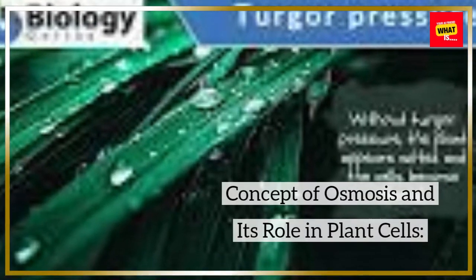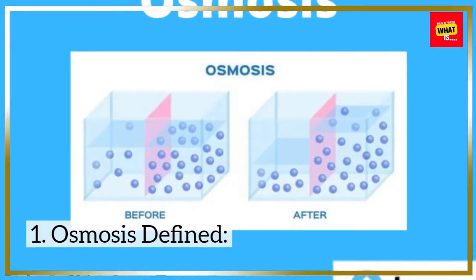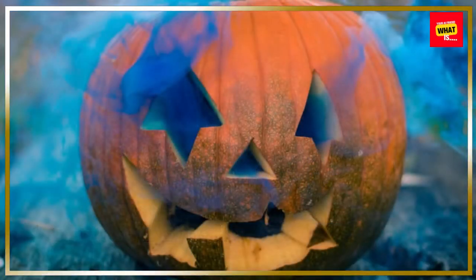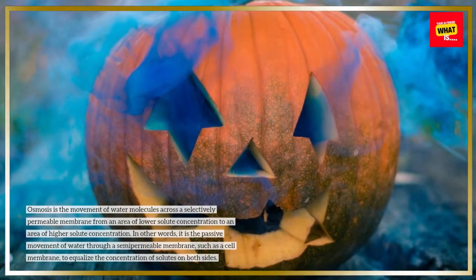Concept of osmosis and its role in plant cells. 1. Osmosis defined. Osmosis is the movement of water molecules across a selectively permeable membrane from an area of lower solute concentration to an area of higher solute concentration.